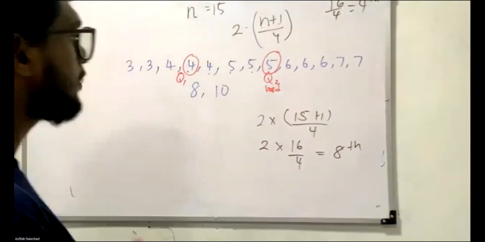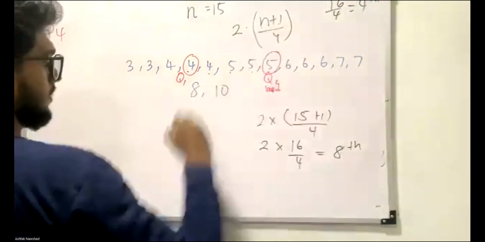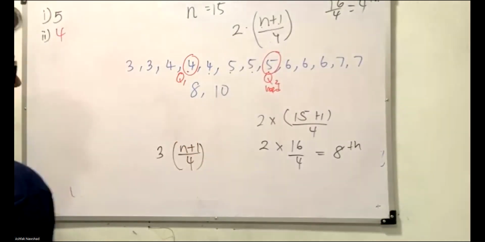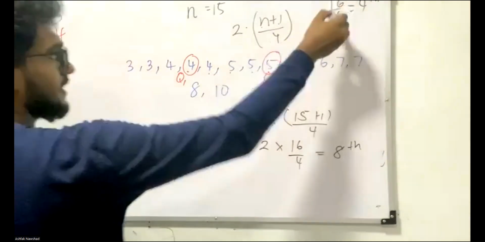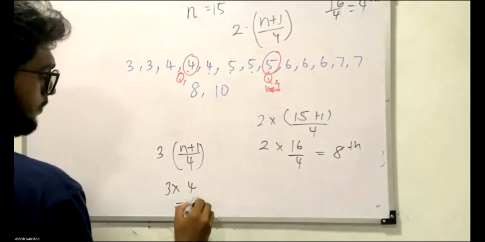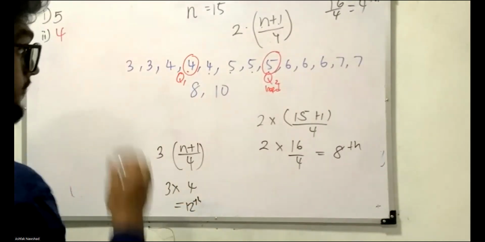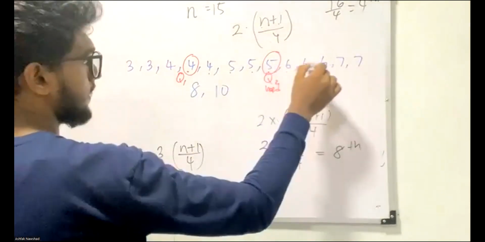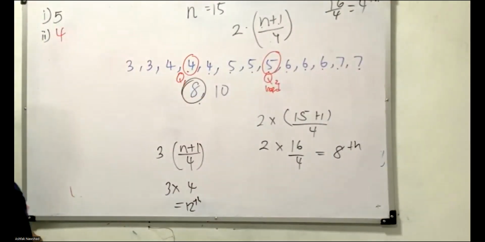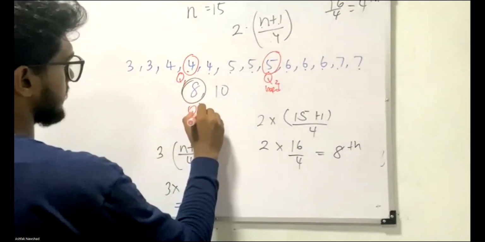Correct? And then Q3. Simple. N plus 1 over 4 multiplied by 3. N plus 1 over 4 is 16 over 4. That's 4. 3 times 4 is 12. So it's in the 12th place. Let's see what is in the 12th place. 6, 7, 8, 9, 10, 11, 12. So that is 8. Q3 is 8.